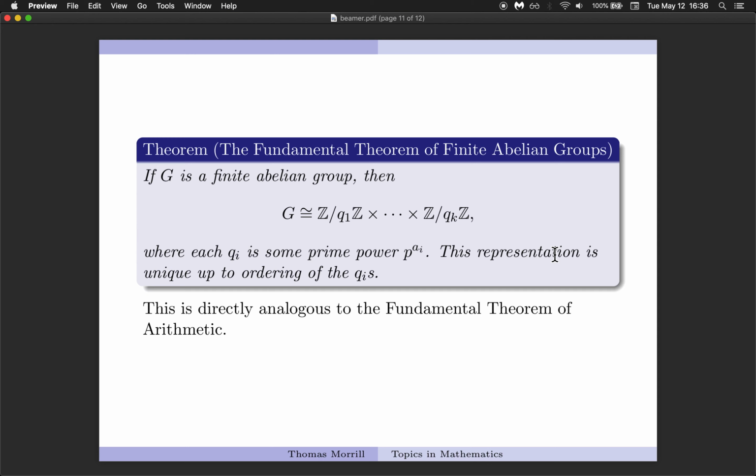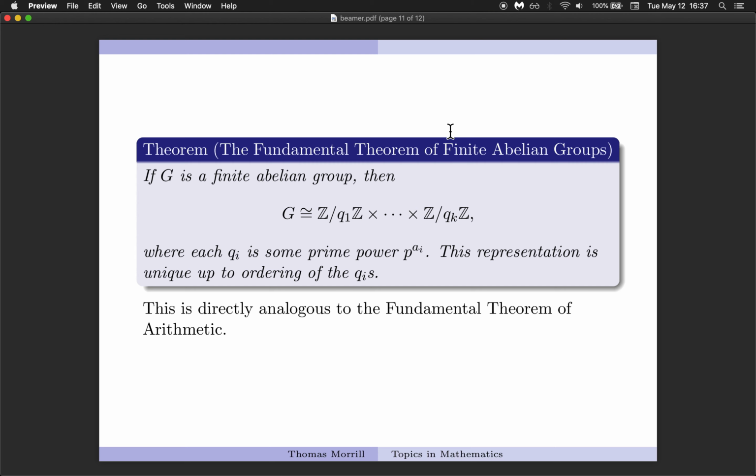So this is exactly analogous to our fundamental theorem of arithmetic. All positive integers factor uniquely into a product of primes, and it is unique up to ordering, of course, because the order of multiplication doesn't matter. Similarly here, the order of the direct product doesn't matter. You can switch your Q1, your Q2, you'll still have the same group pretty much. Now there is a caveat.